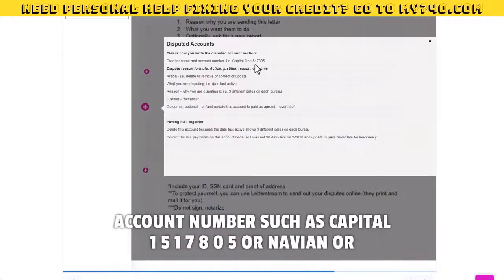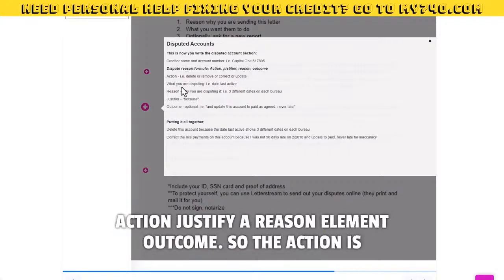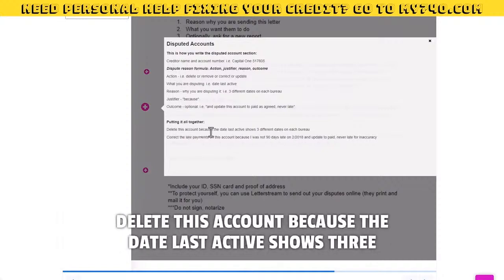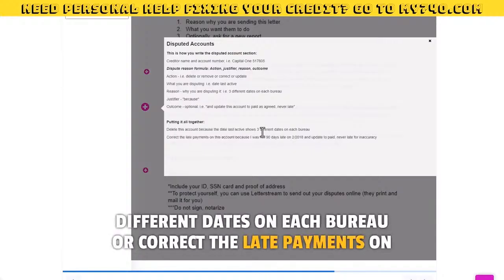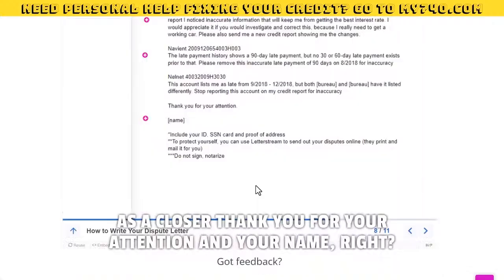Creditor name and account number, such as Capital One 517805 or Navigant. Dispute reason formula: action, justifier, reason, element, outcome. Action: delete, remove, correct, update. Delete this account because the date last active shows 3 different dates on each bureau. Or correct the late payments because I was not 90 days late on 2/2018, and update to never late. Thank you for your attention.